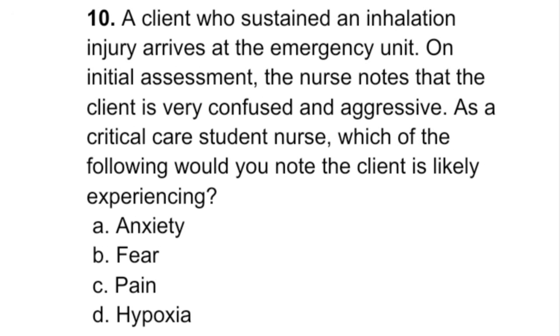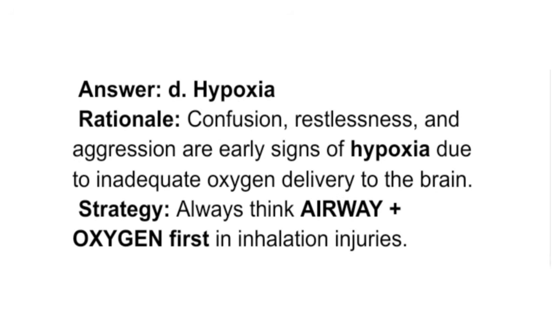10. A client who sustained an inhalation injury arrives at the emergency unit. On initial assessment, the nurse notes that the client is very confused and aggressive. As a critical care student nurse, which of the following would you note the client is likely experiencing? A. Anxiety. B. Fear. C. Pain. D. Hypoxia. Answer: D. Hypoxia. Rationale: confusion, restlessness, and aggression are early signs of hypoxia due to inadequate oxygen delivery to the brain. Strategy: always think airway plus oxygen first in inhalation injuries.